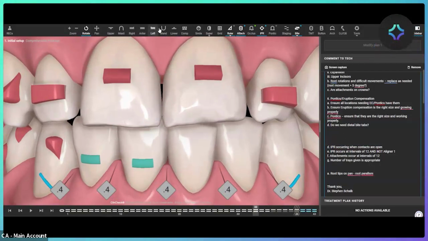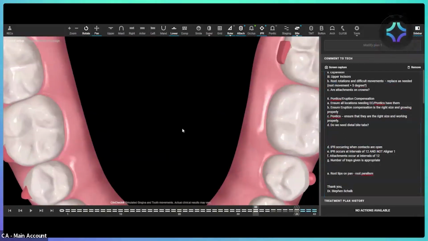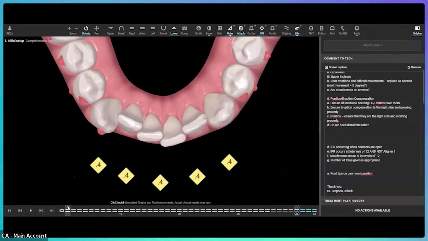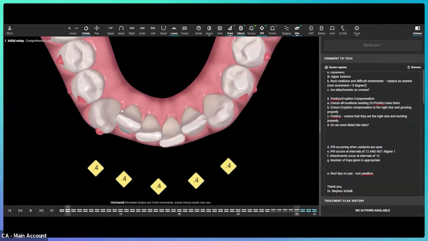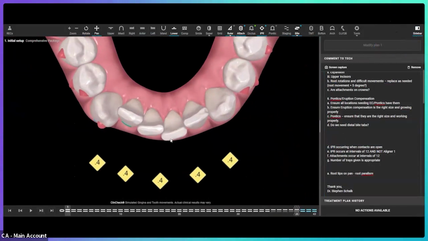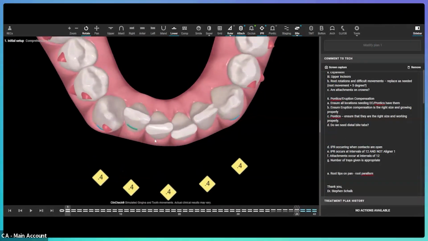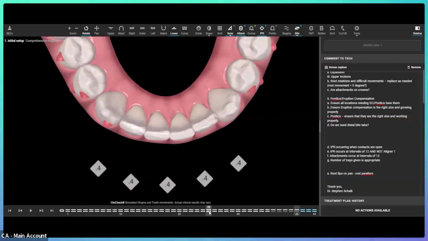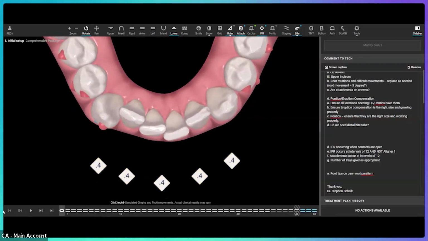Next one, is IPR occurring when the contacts are derotated? I don't like doing IPR between super crowded contacts because then you end up doing the IPR on the wrong area of the tooth. So right now, the IPR is being done when there's lots of crowding. So I would not recommend this. I would change the staging here. I think IPR could be done at aligner 26. That's fine. But at aligner number 1, this is a disaster to try and get in with a burr.